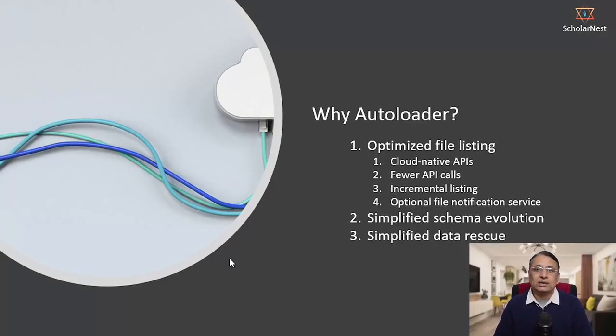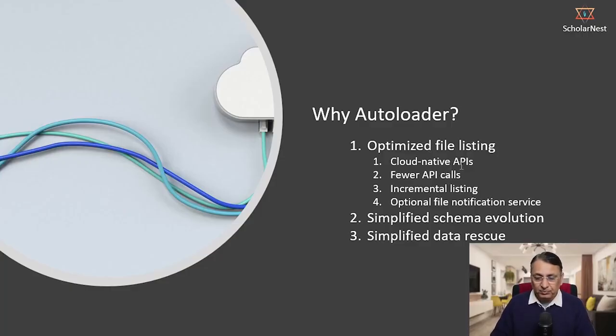Now the next question is, why Autoloader? Why not a copy tool, or why not directly write the Spark Structured Streaming API and build your own solution? There are a few advantages of using Autoloader. Let's try to understand them. Autoloader offers optimized file listing and optimized file reads from cloud storage. It is specifically designed and optimized to read data or files more efficiently from cloud storage.